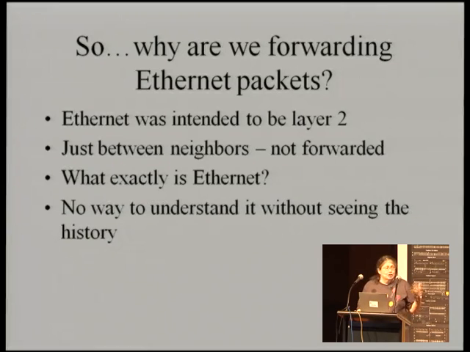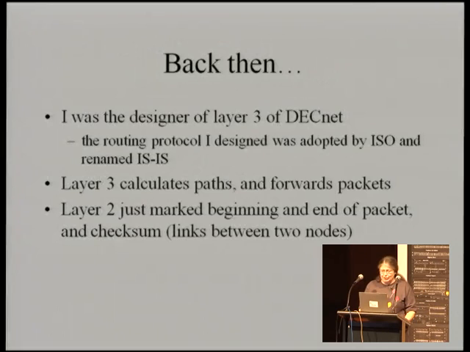As I said, there's no way to understand it without seeing the history. So back then, before Ethernet, I was the one designing layer 3 of DECnet, which means that I did routing protocols and stuff like that. And by the way, the routing protocol that I did in the 1980s is still in use in most ISPs, I've heard. ISO renamed it ISIS, which stands for Intermediate System to Intermediate System. Anyway, I'm actually way more proud of that than the spanning tree, but oh well.